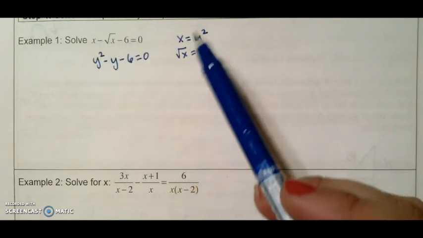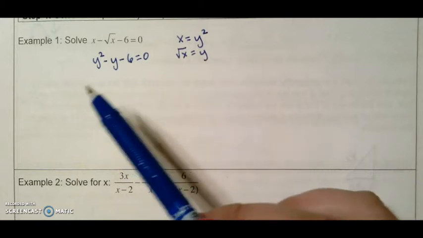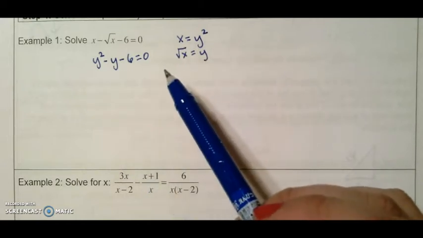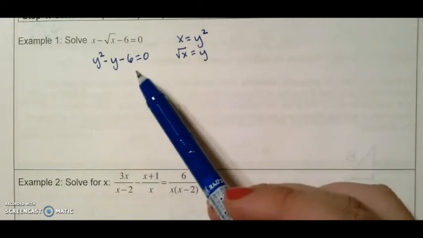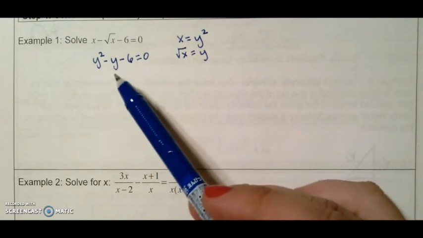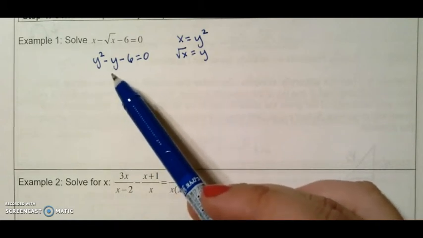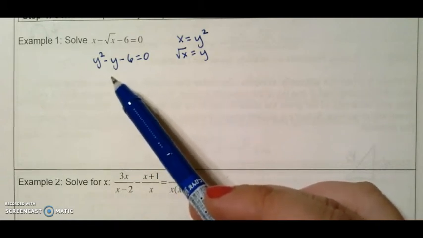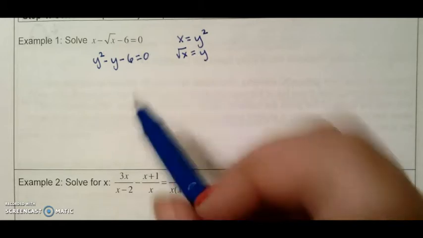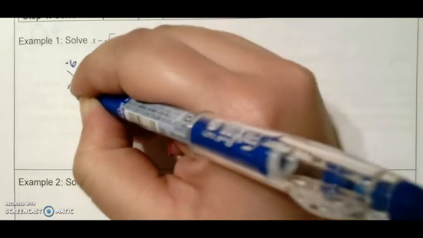So we use the substitution that we've seen before in order to write this as a quadratic equation that we can solve. From here, we have our choice. We can complete the square, we can see if it factors, or we can use the quadratic formula. The first step, because it would be the easiest route, is to see if it factors. So we need factors of -6.